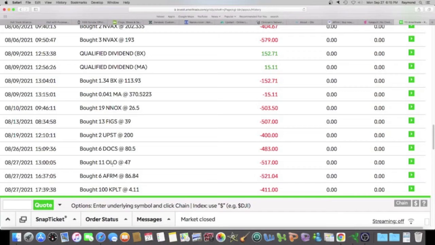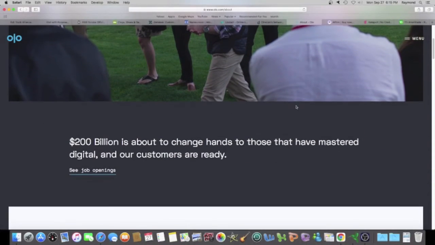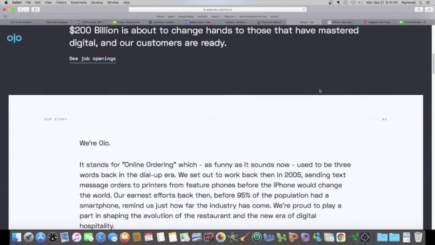So if you do a self-delivery, meaning that you do not use Uber Eats, or you do self-delivery along with a Uber Eats or a Dash, they streamline everything. So a lot of restaurants are signing up and using OLO to make even more money and to become more efficient. I have their website up, and let's see what they're talking about.